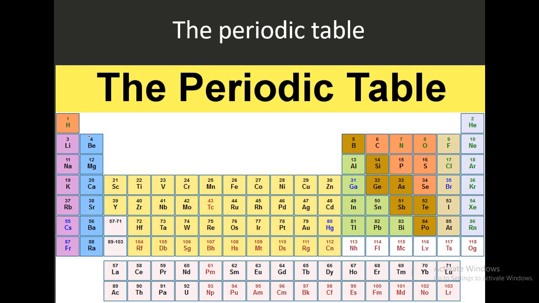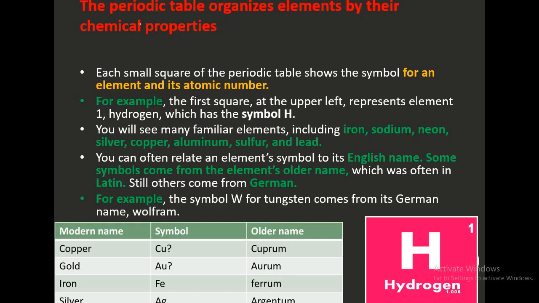This is a periodic table. Elements are arranged in a periodic table according to atomic number and chemical properties. The periodic table organizes elements by their chemical properties and also atomic number. Each square in the periodic table shows the symbol for an element and its atomic number. Like hydrogen, the square of hydrogen shows the symbol of hydrogen and also the atomic number.